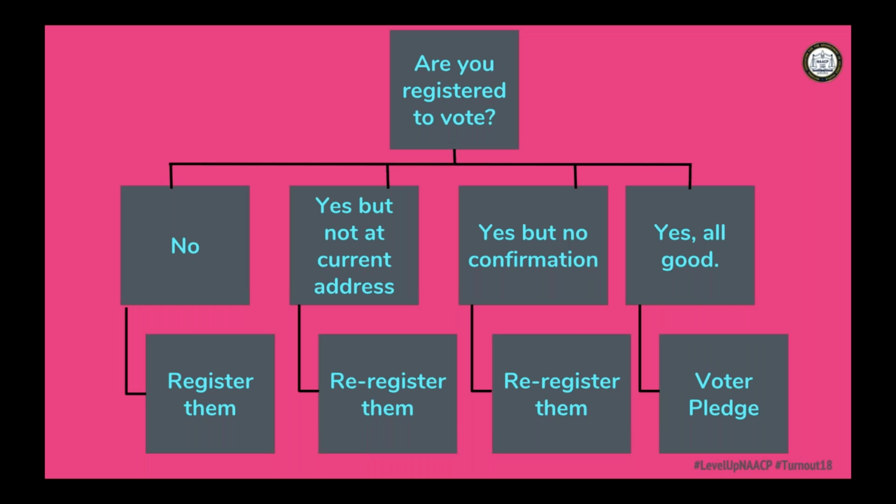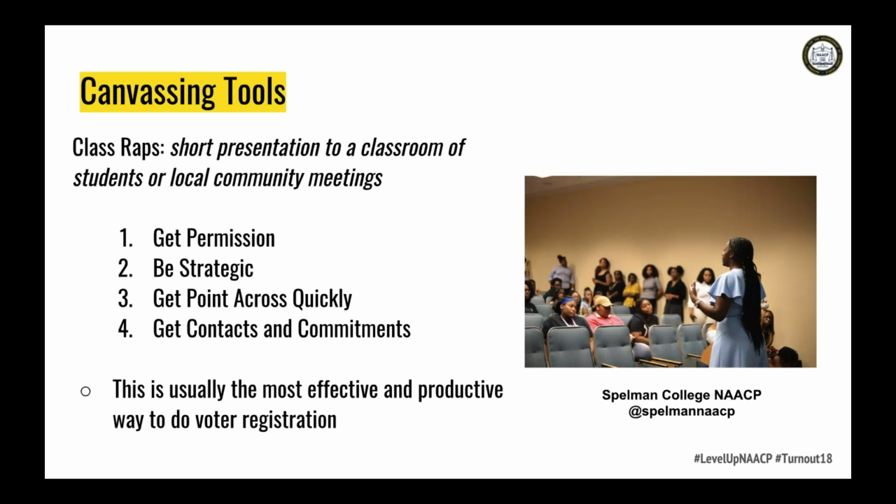But if they're like, yep, I'm good, I'm ready, good to go, I know what's up, you want to have them do a voter pledge so that you can have their information so you can continually contact them along your voter turnout campaign to provide them with information as well as invite them out to events that you're having on your campus. And so this is a basic script. And me and Derek are going to actually run through this a little bit later in terms of a demo, but this is somewhere to start in terms of designing your script.